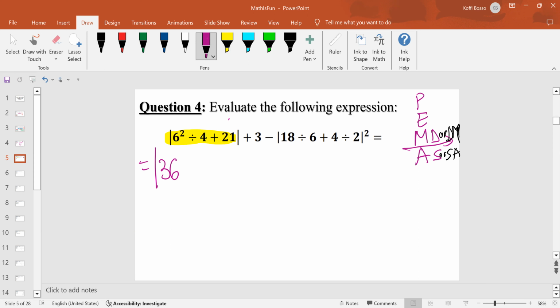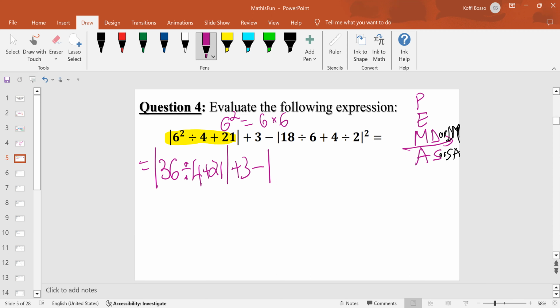Again, recall, 6 squared means what? 6 times 6. It's not 6 times 2, it's 6 times 6. You repeat that 6 two times. That's the exponent. Divided by 4 plus 21. I close the absolute value, plus 3 minus, I open again.